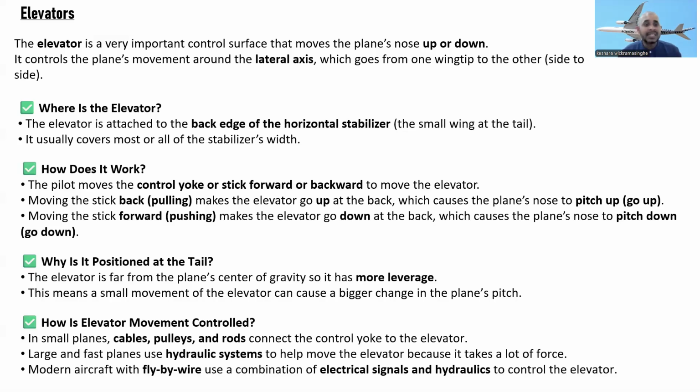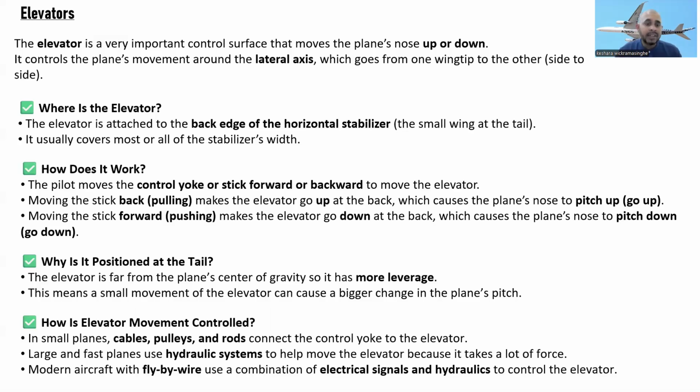Why is it positioned at the tail? The elevator is far from the plane's center of gravity, so it has more leverage. This means a small movement of the elevator can cause a bigger change in the plane's pitch.